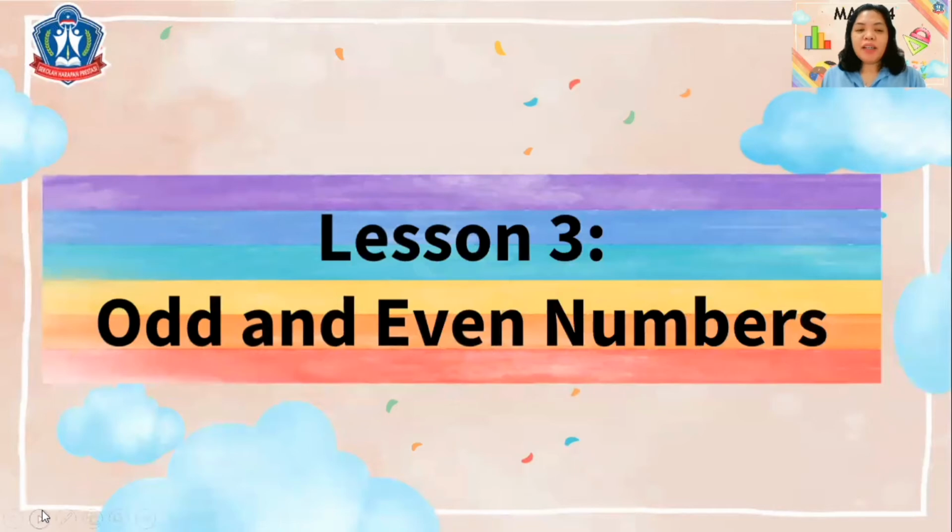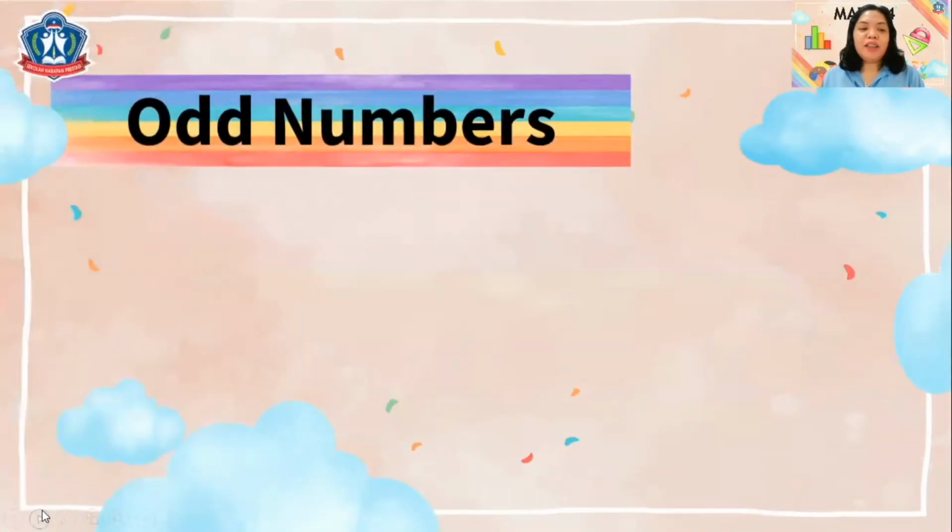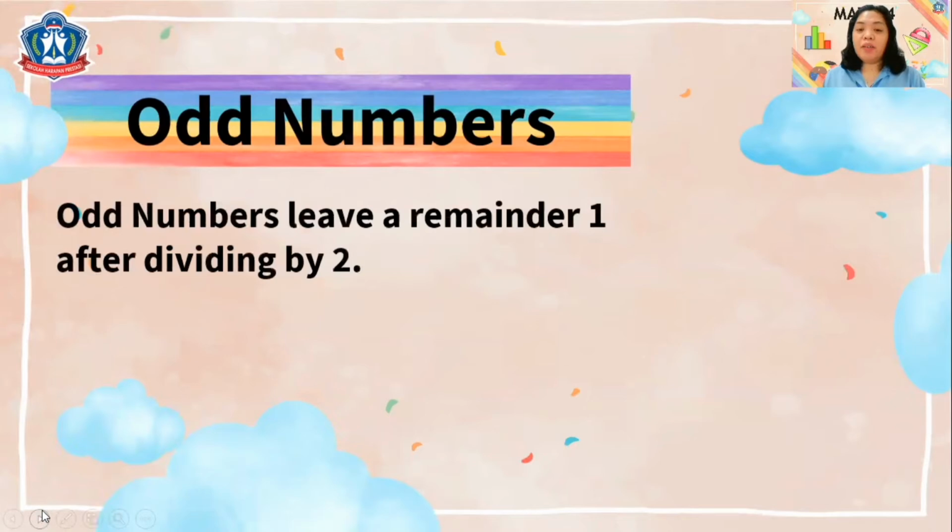Now let's study about odd and even numbers. Are you familiar with odd and even numbers? Okay, odd numbers. Odd numbers, children, are numbers that leave a remainder of 1 after dividing by 2.